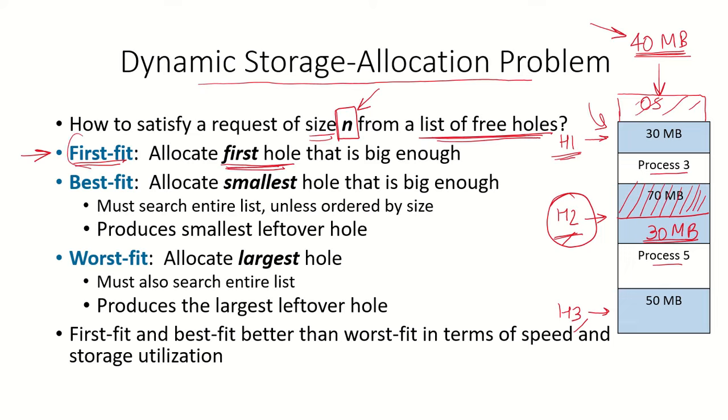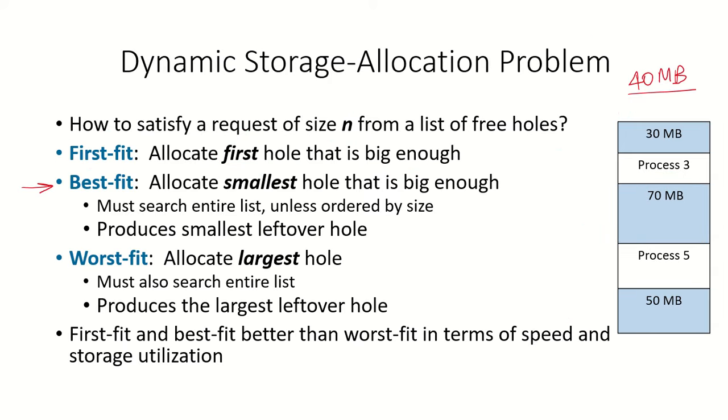So in the first fit algorithm, the operating system will check what is the first hole that is big enough to satisfy the request of the coming process so that it can be allocated, and the information about that hole will be updated. The next algorithm is the best fit algorithm. In the best fit algorithm, the smallest hole which is big enough to accommodate this request will be used to put in this process. So what does this mean?